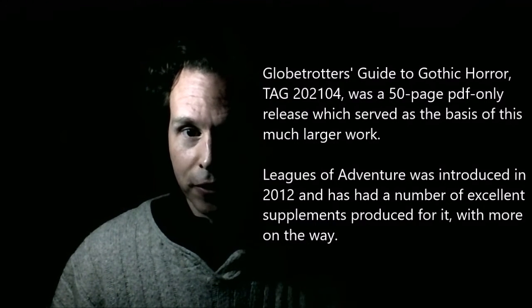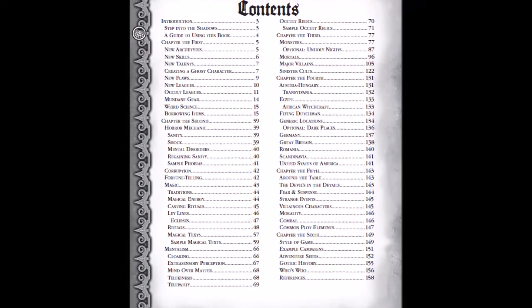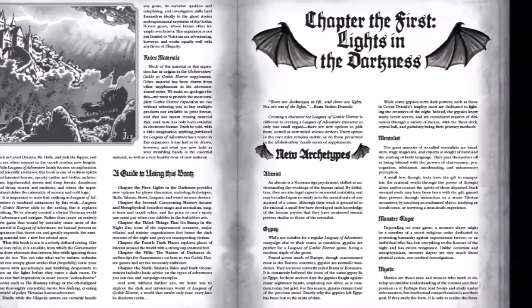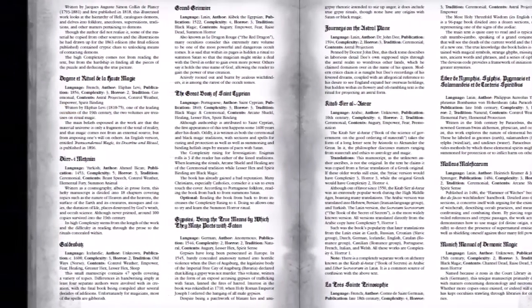Leagues of Gothic Horror is in print and PDF. It is a very detailed source book, and it runs 160 pages. 160 pages filled cover to cover, densely packed with the author's fantastic writing. The table of contents is full and easy to navigate. The pages themselves, there's limited art, but mostly it's text.